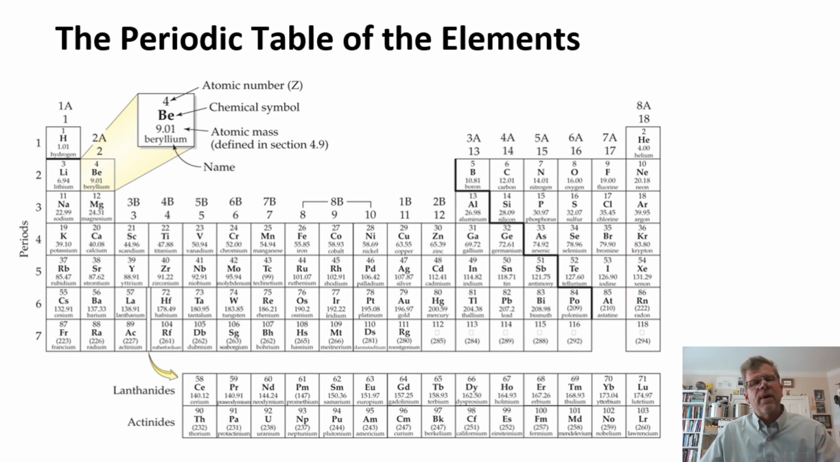But we also have some numbers. There's a number on the top, and it's always an integer number. That is the atomic number, also given as capital Z, the atomic number. In this case, the atomic number for beryllium is 4. Now, there's another number below the chemical symbol, and that is the atomic mass. It is almost always not in integers. It's in decimal form, almost always. We're not going to be looking at that.